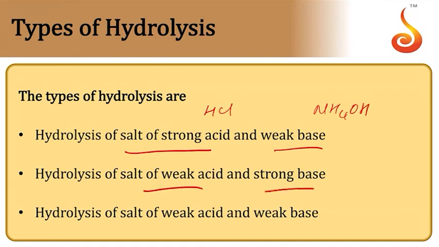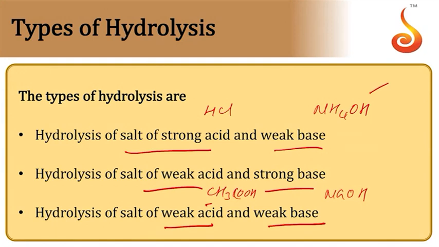Then the salt of a weak acid and a strong base. For the weak acid you can take acetic acid, and for the strong base you can take NaOH. The corresponding salt will be sodium acetate. For the salt of a weak acid and a weak base, it will be ammonium acetate.